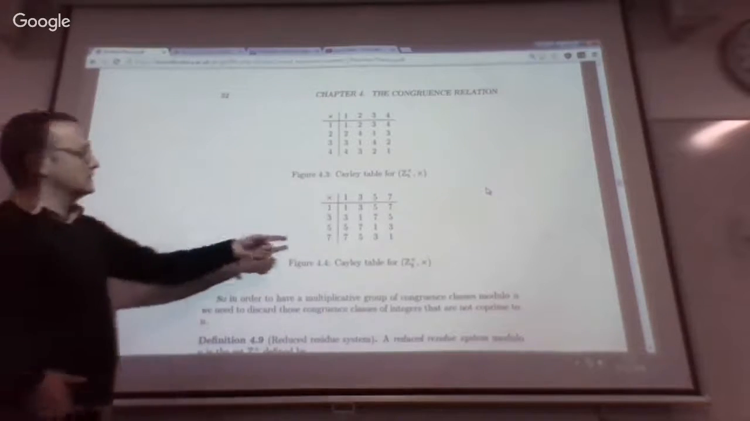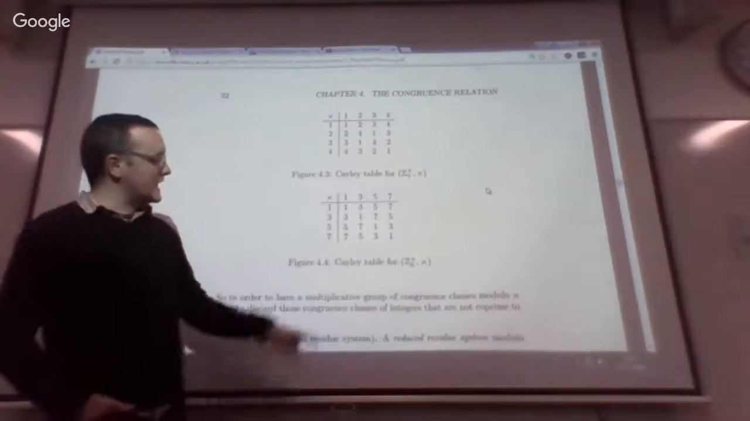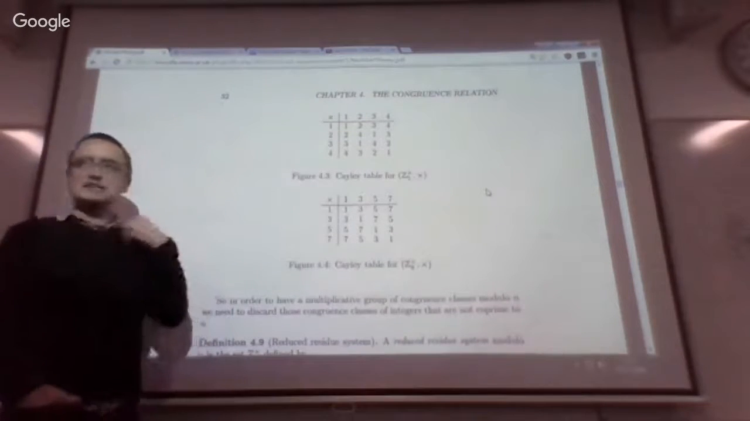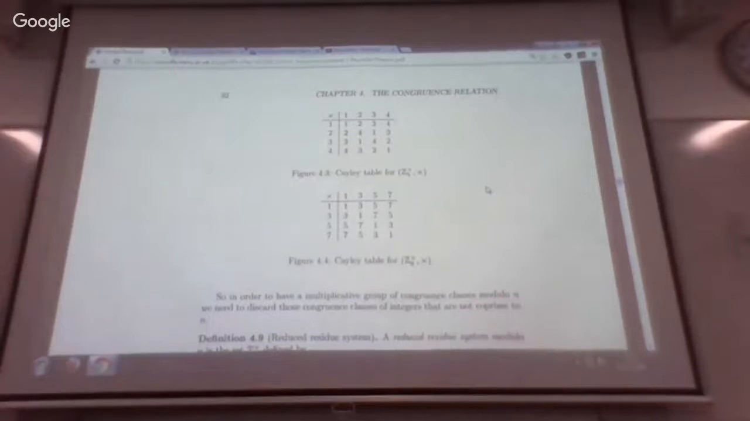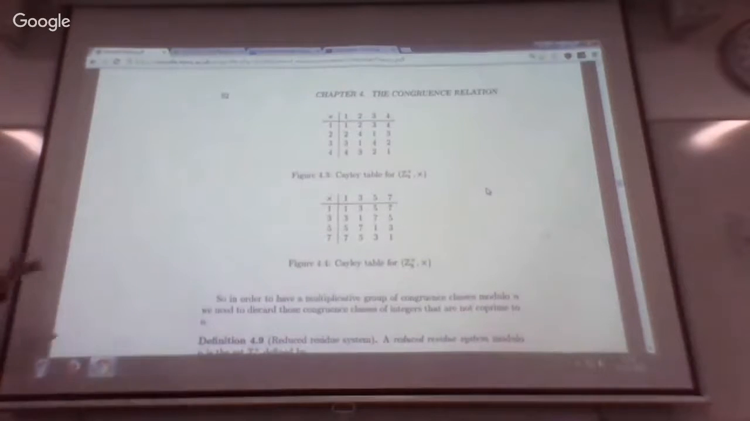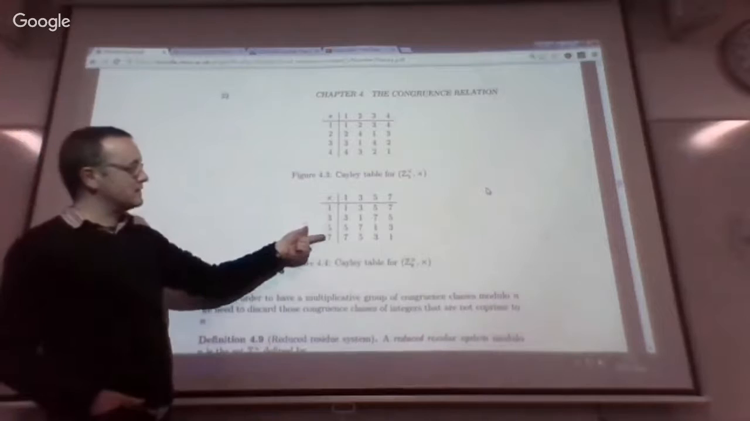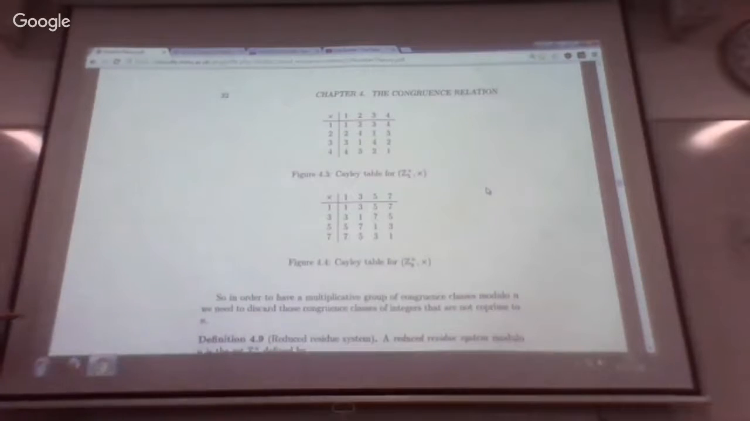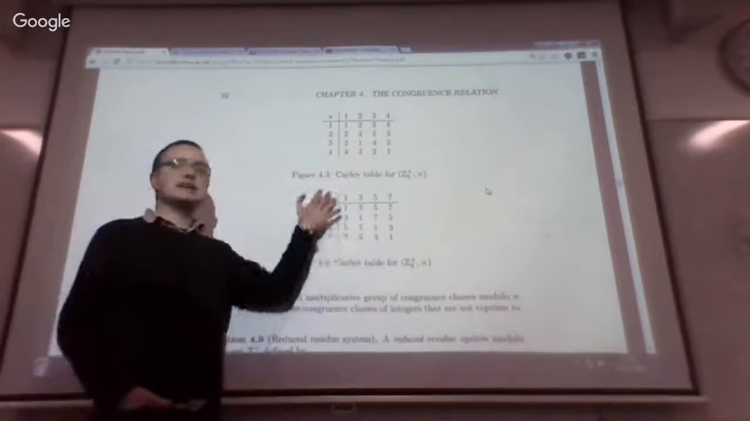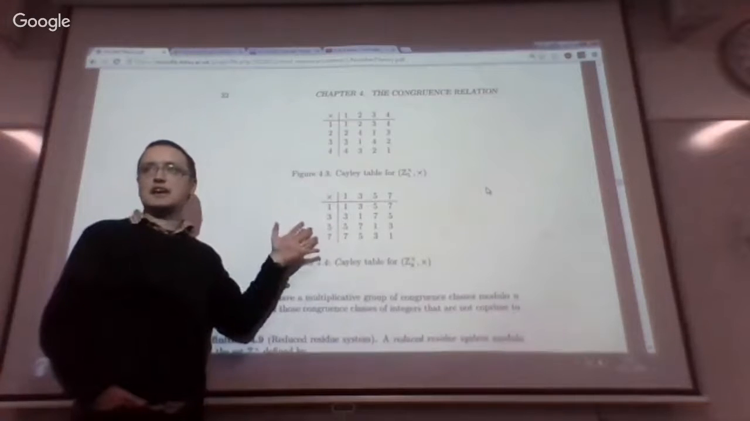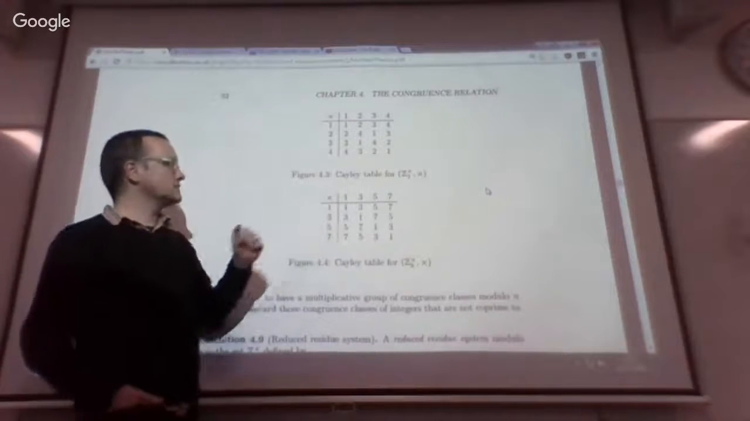So here's an example, for instance, Z8. So Z8, we've chucked out all the even numbers, okay? Because the even numbers are not coprime to 8. Okay, so we've thrown those all out. We're left with the ones 1, 3, 5, and 7. They're coprime to 8. And they form a nice multiplicative system under multiplication modulo 8. And that's what we do, okay?